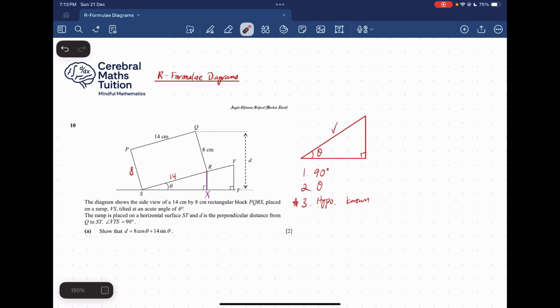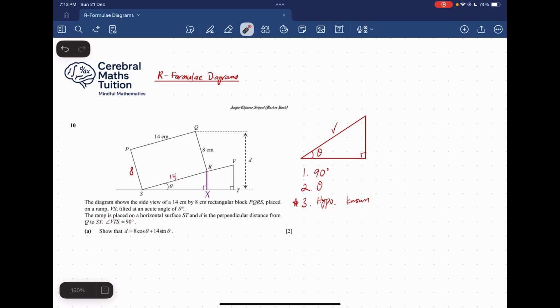Okay, so once you have such a triangle, you could use trigo ratios to find particular lengths of the triangle. We can see that we know the 14. We don't know RX and we don't know SX, but we could find these lengths in terms of theta. Now, which one of these is going to contribute to the question? Which one of these, RX or SX, is going to help us find D?